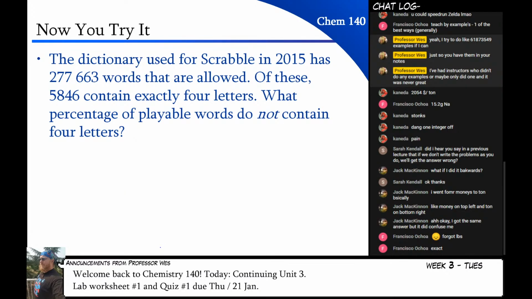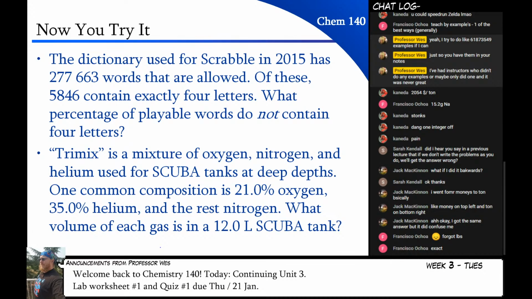Alright, so I'm going to give you these two problems. So the first one, I tried to find a list of all the words that were allowed in Scrabble, and the latest dictionary I could find was 2015 when I did this problem. There are this many words. That space indicates that there would be like a comma there, okay? I put a space for larger numbers just so you don't have to count 3, 6, 9, 12 places or whatever. So there are this many words allowed in Scrabble.